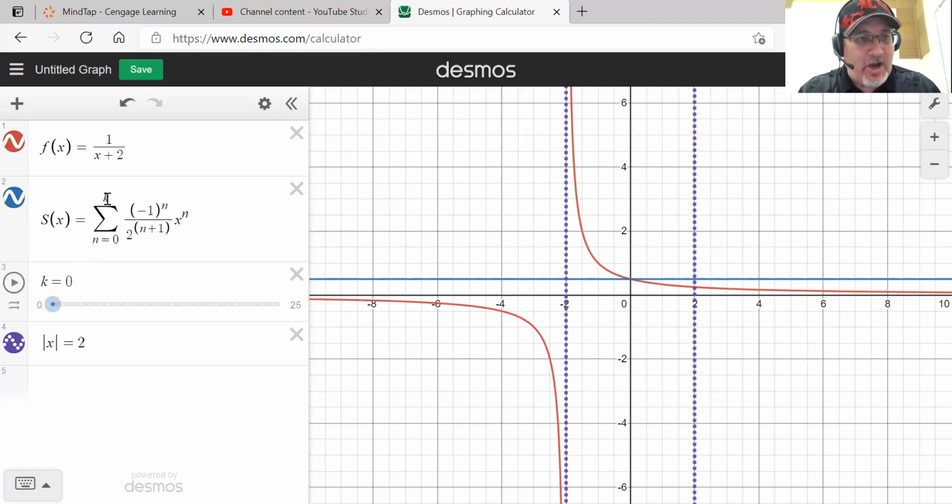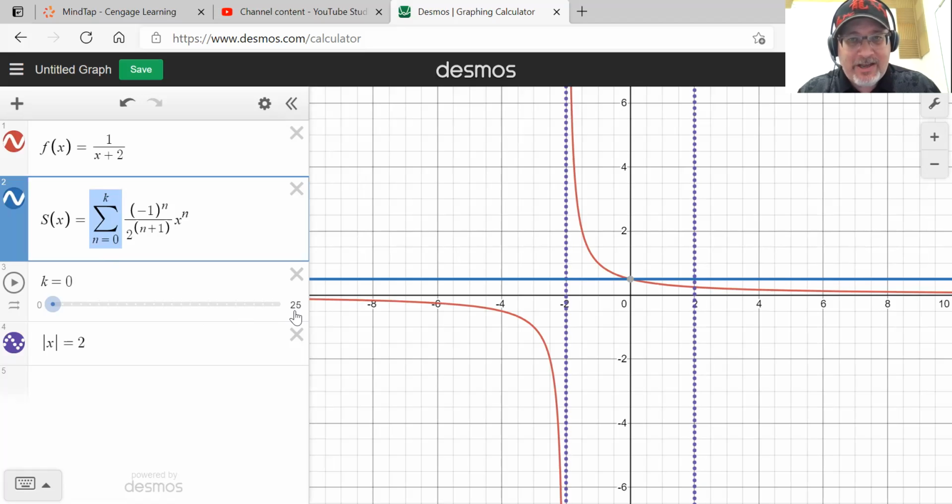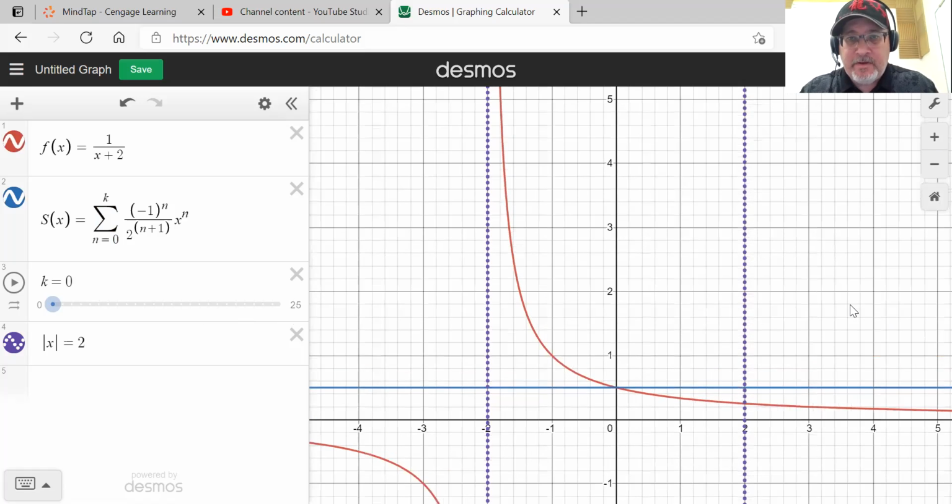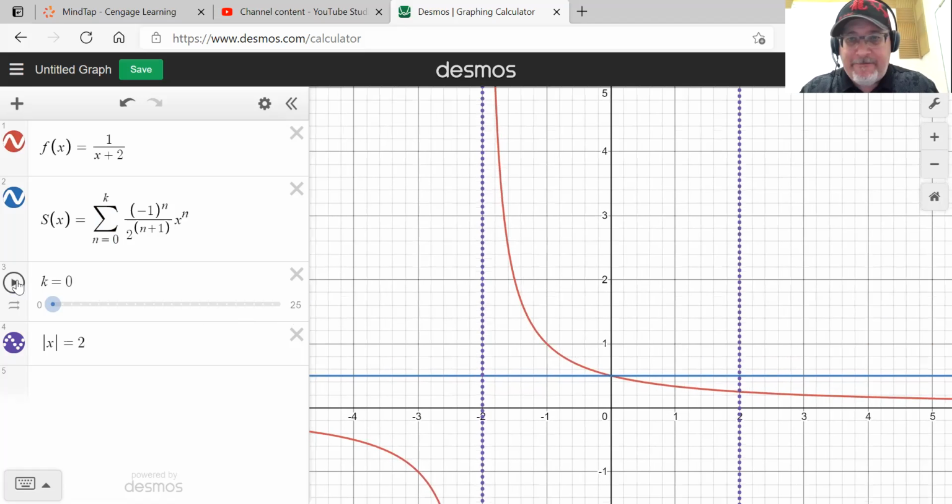And right now I've got the upper limit for the sum starting at 0, evident by looking down here where it says k equals 0. We're going to take it all the way up to 25. And what I want you to do when I animate it is watch the blue graph. It will start fluctuating, but the longer the animation goes, the closer it's going to get to the red graph between the purple lines. In fact, let's zoom in just a little bit. There we go. All right, watch the blue graph.